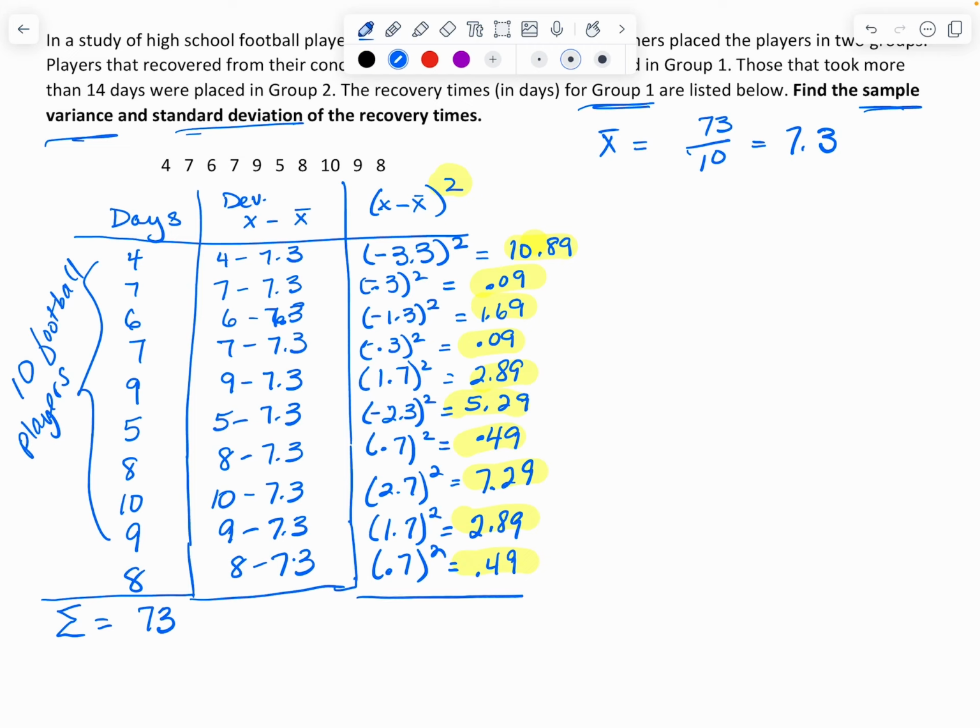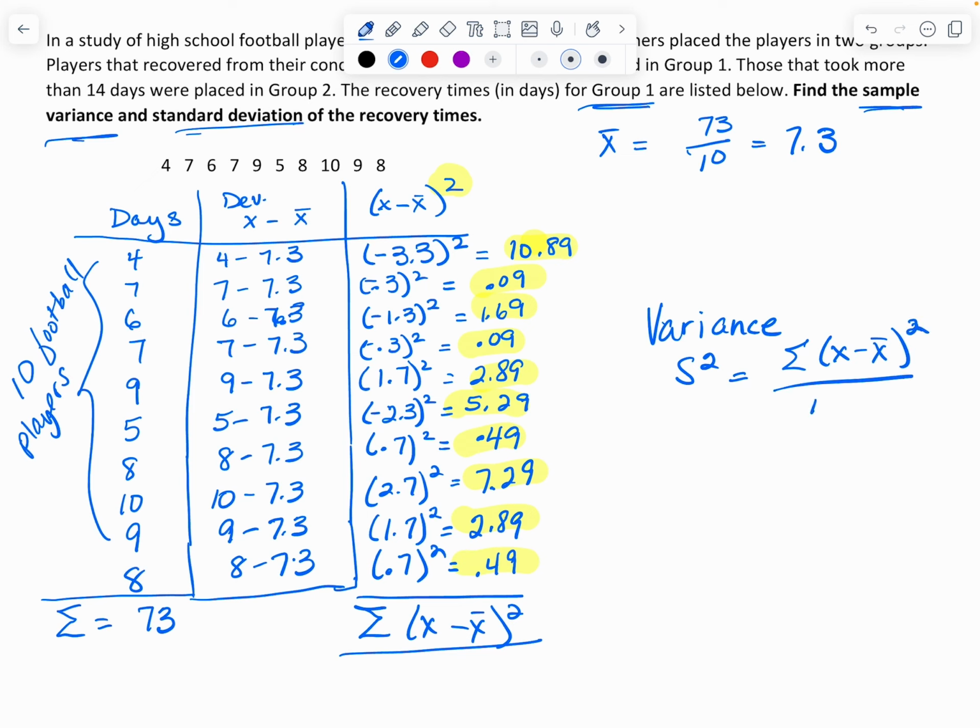All right, so wrapping up then, to find the variance, that is s squared this time. I'm going to sum up all of my x minus x bars squared and divide it by n minus 1 this time.